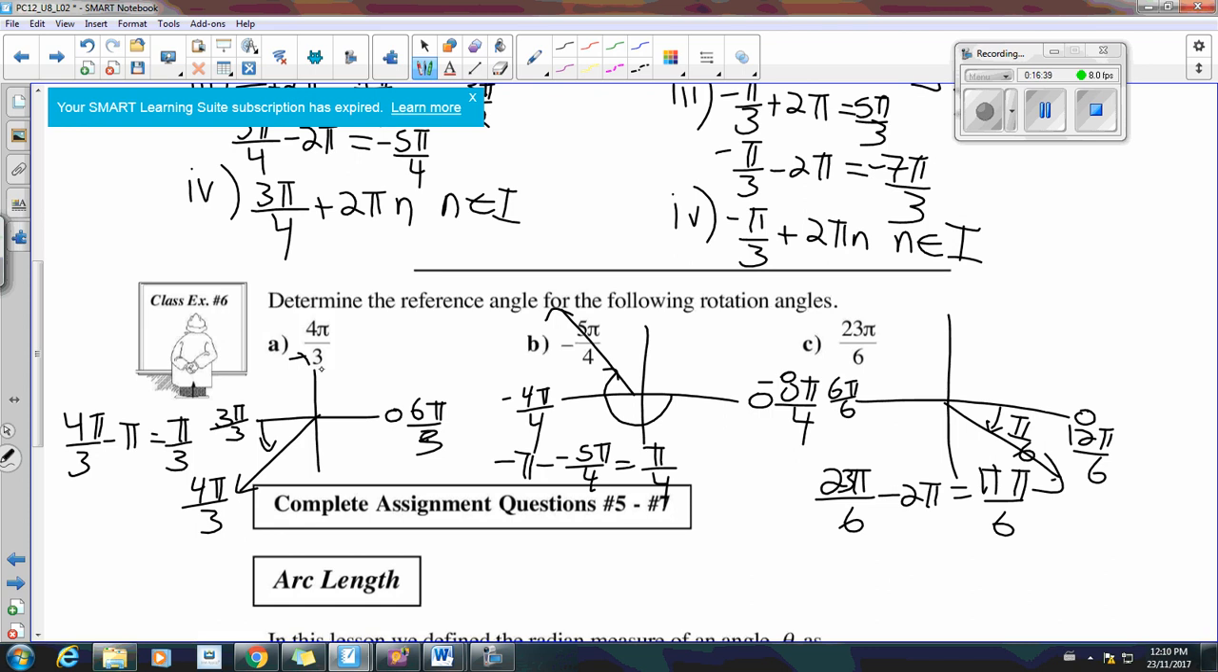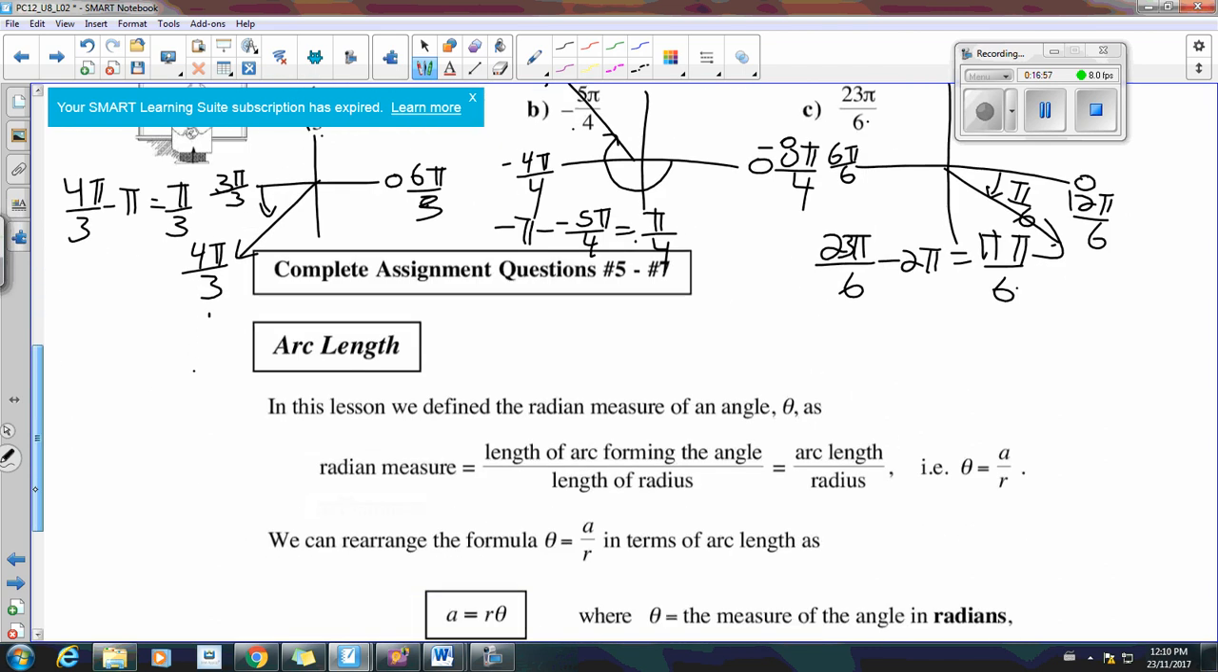If you have a denominator of 3, your reference angle is pi over 3. If you have a denominator of 4, your reference angle is pi over 4. If you have a denominator of 6, your reference angle is pi over 6. Now this holds for these special angles, which are the ones that are in our special triangles and the ones we're expected to use with exact values.